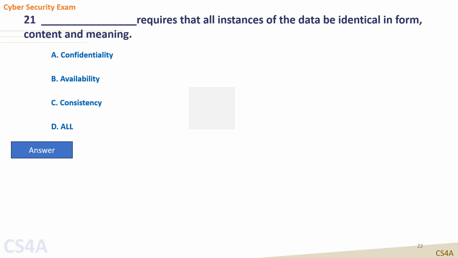Consistency in the sense that if you have multiple services trying to access the data, each service gets the same and similar set of data. It shouldn't be like one system getting one type of data and another system getting another type of data. That is not consistency. So the answer is C.